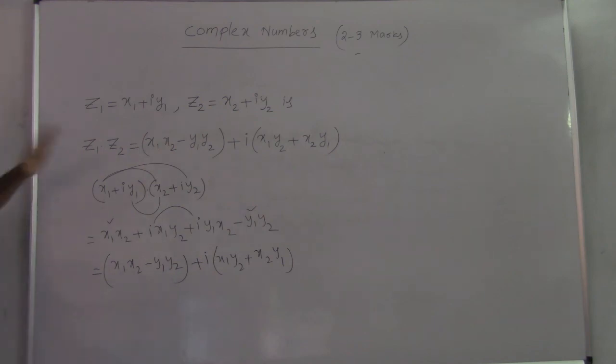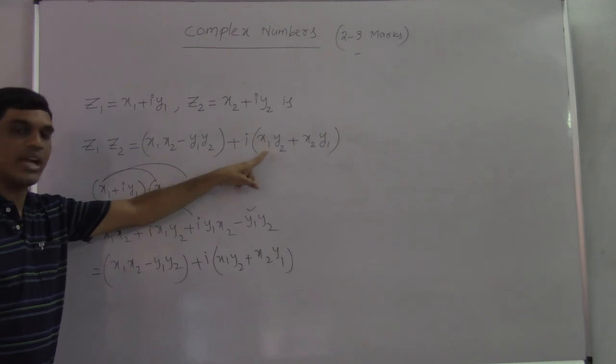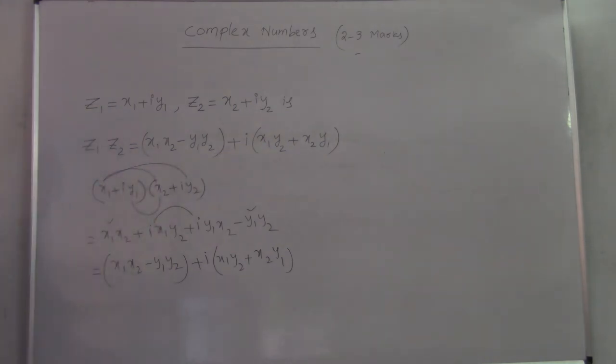If you want, you can remember the direct formula. Multiplication of two complex numbers, the direct formula is x1 x2 minus y1 y2 plus i into x1 y2 plus x2 y1.